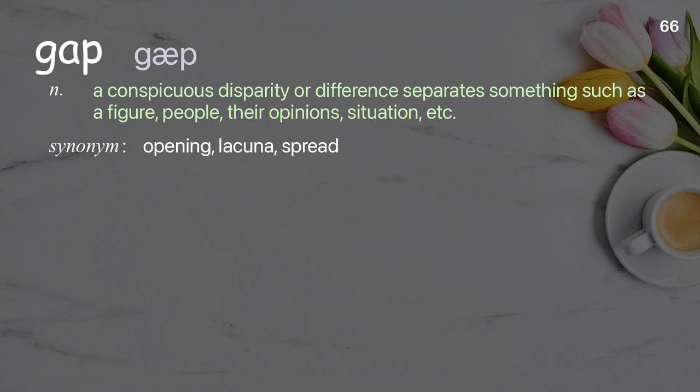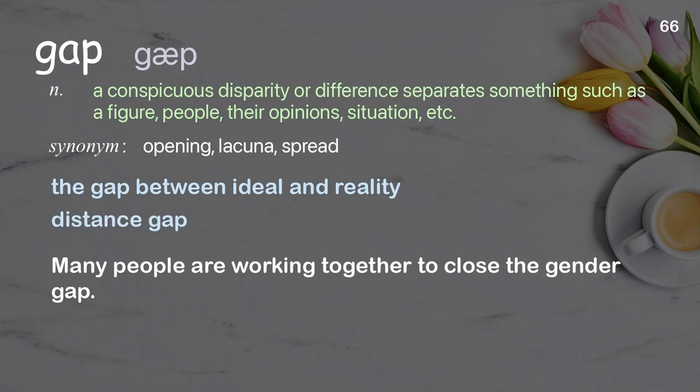Gap: a conspicuous disparity or difference that separates something, such as a figure, people, their opinions, situation, etc. Examples: the gap between ideal and reality, distance gap. Many people are working together to close the gender gap.